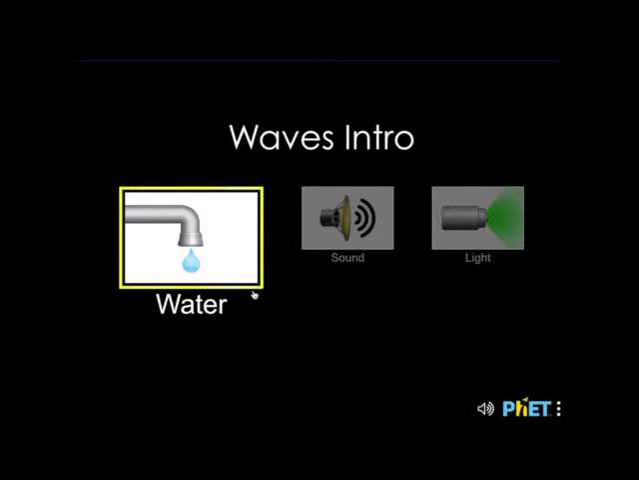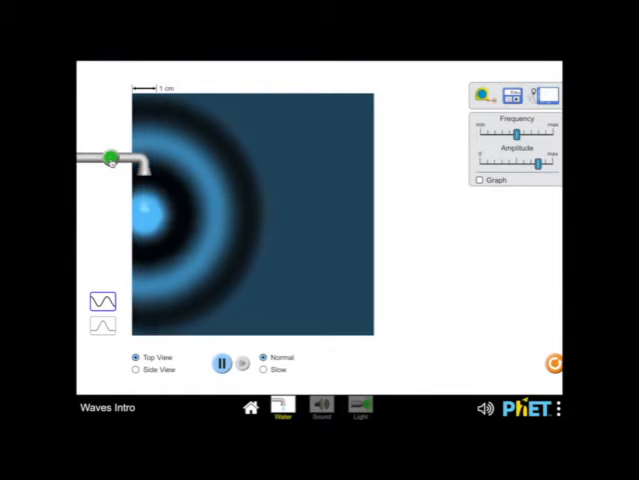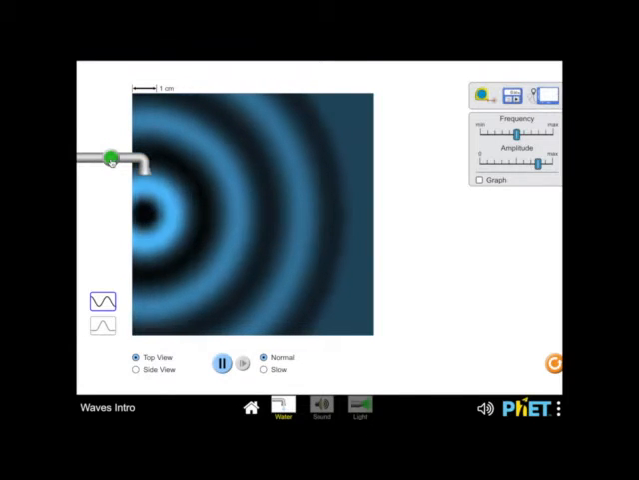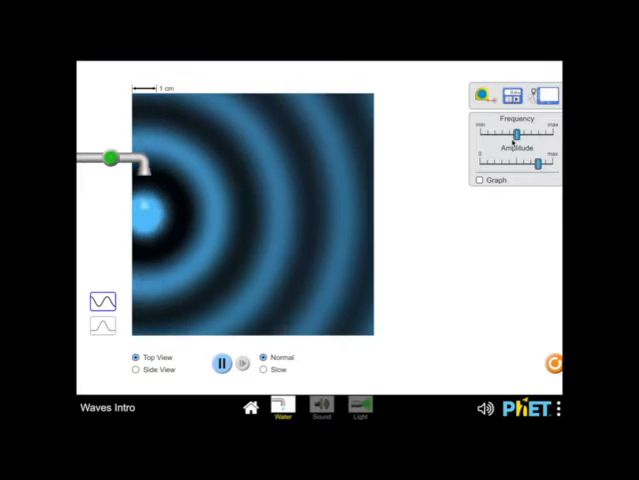The PhET simulator is an awesome way to see how waves interact on surfaces. So here's water drops. You can see the waves propagating, moving through the water surface. The blue lines represent the wave crests, and the black areas are the troughs.